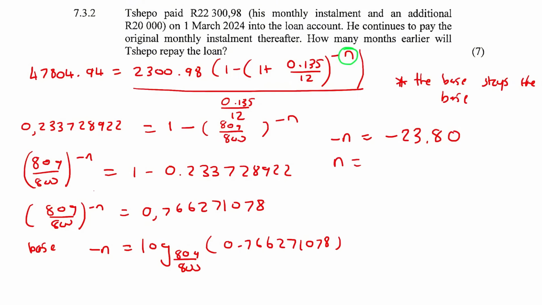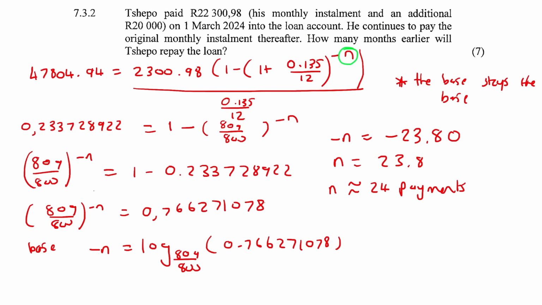And so if we divide both sides by that, we get 23.8. Some learners are going to stop there and think they've finished the question. We must understand that this actually means 24 payments because you can't make 23.8 payments. But now some learners think that that's the answer, but it's not.